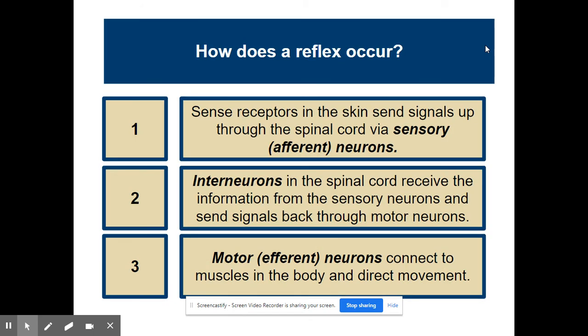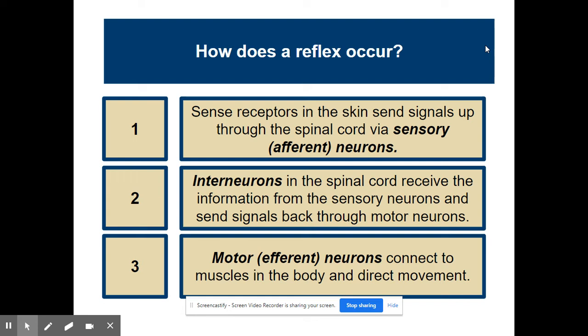All right, so how does a reflex occur? As our sensory receptors in our skin take in information, our sensory neurons send it to our brain. Those interneurons in our spinal cord and our brain receive that information and send signals back out to our motor neurons, teaching our body how to move and direct as it does. Again, you may see these types of neurons referred to, for example, sensory neurons as afferent and motor neurons as efferent neurons.